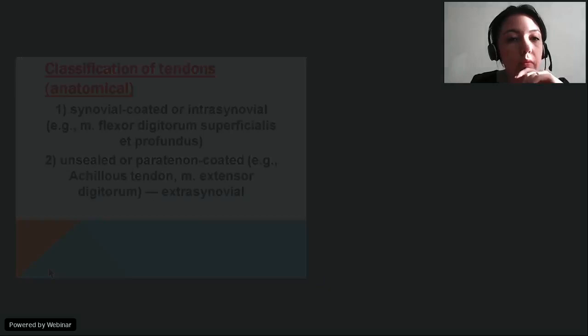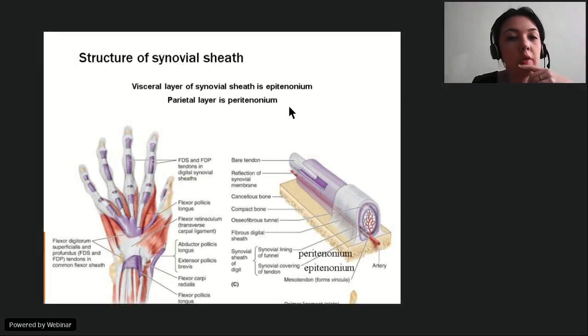Okay. So in case of synovial coated tendons, there is a synovial sheath. The tendon is covered by the synovial sheath. Here you can see it. We were also discussing it with some of the groups this week. This synovial sheath consists of two layers, visceral and parietal. The visceral layer of the synovial sheath is named epitendonium. Here we can see it.